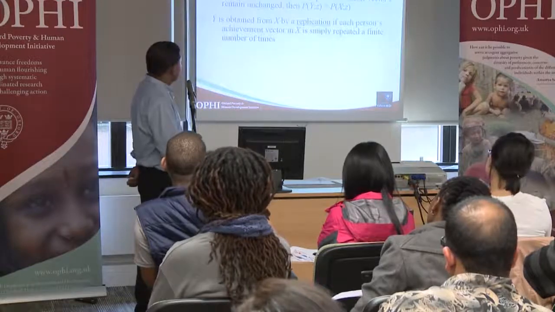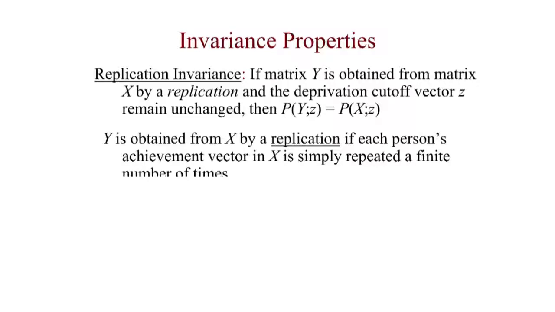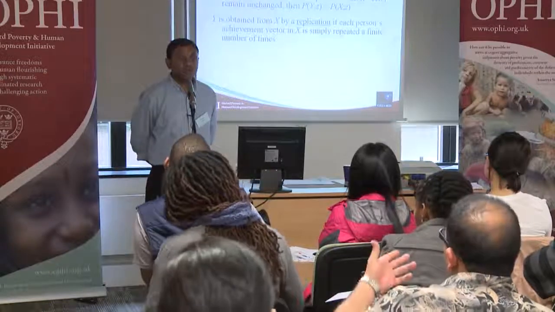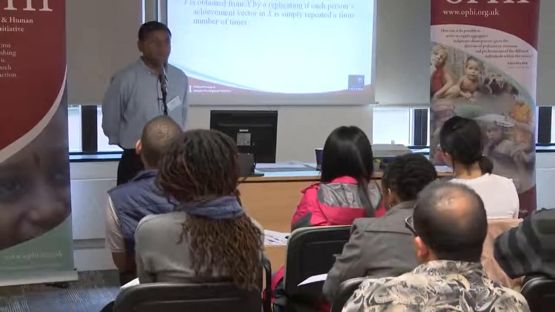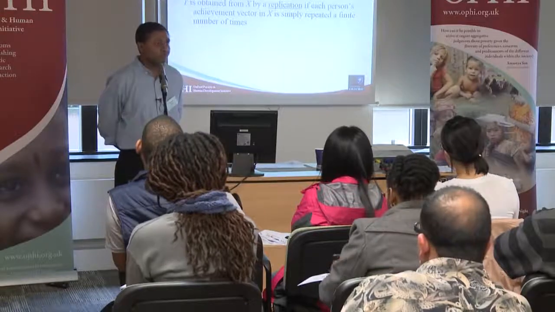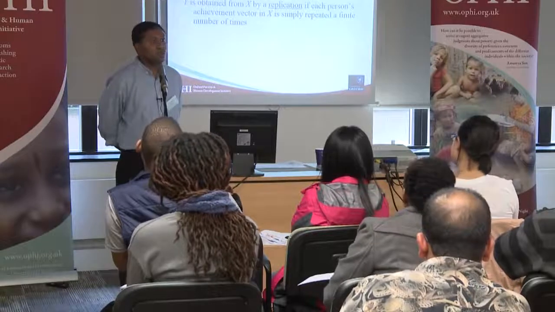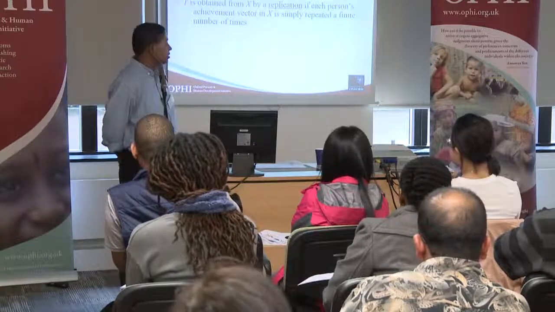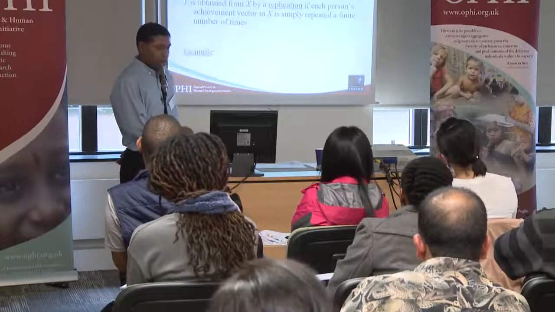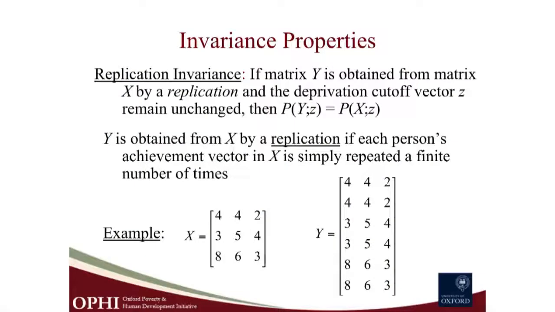Replication. What was the idea behind replication? Okay, in this matrix, if there are more number of people but with the same values, the same row vectors, it's about cloning. So if you just clone the society, if you just increase the number of people but with the same achievement vectors, what you are doing here for each person, you are just replicating this person's income.